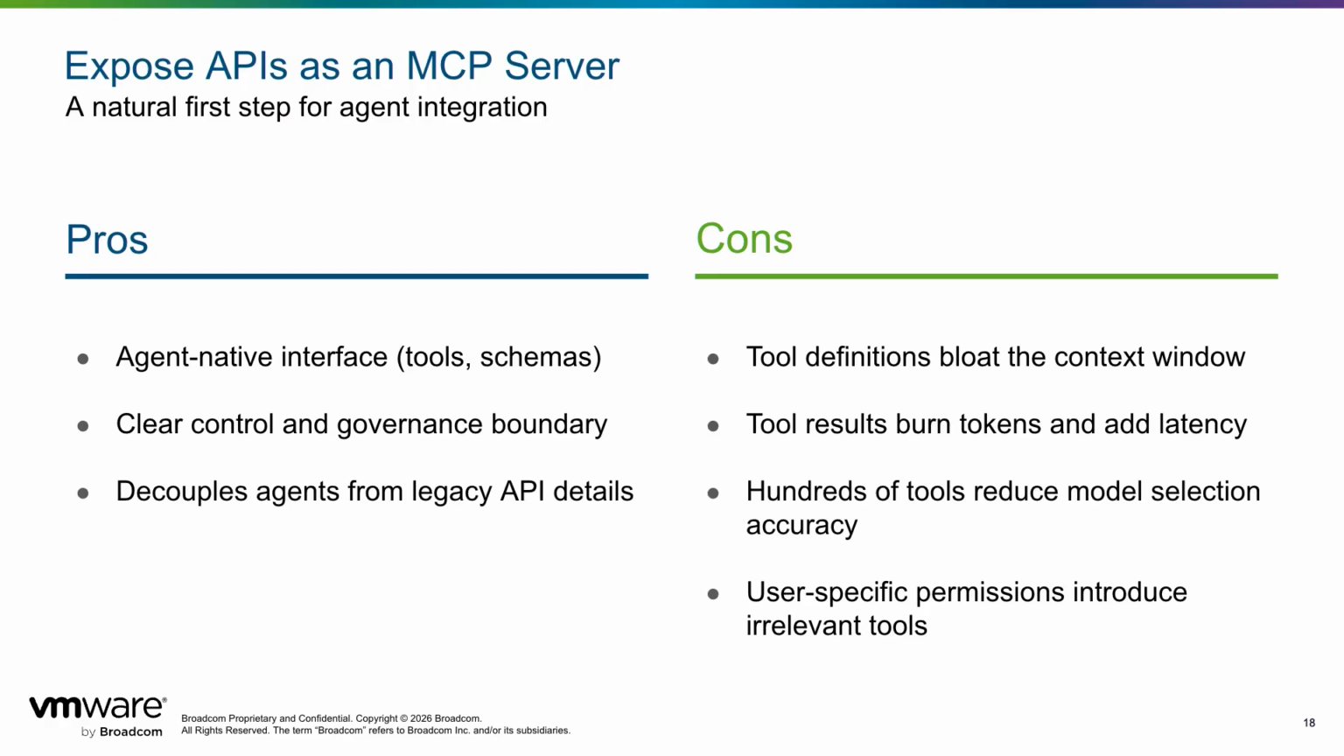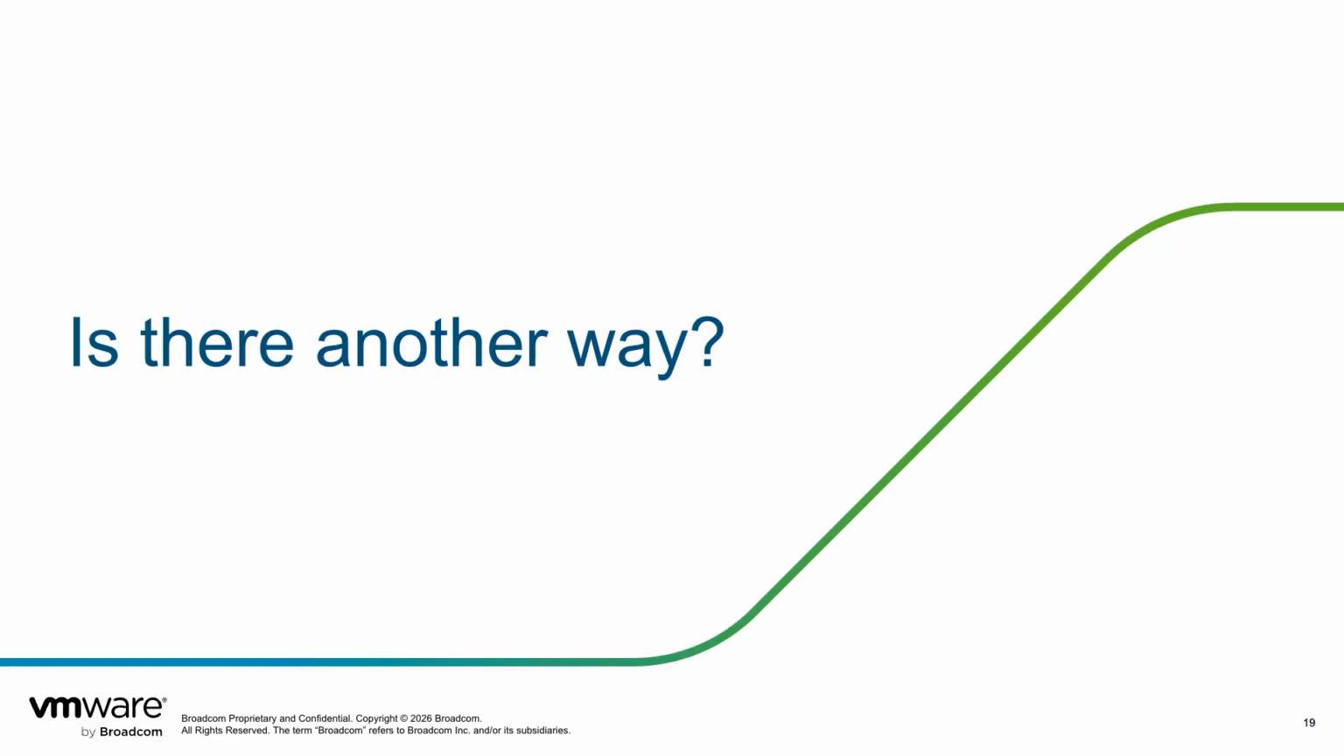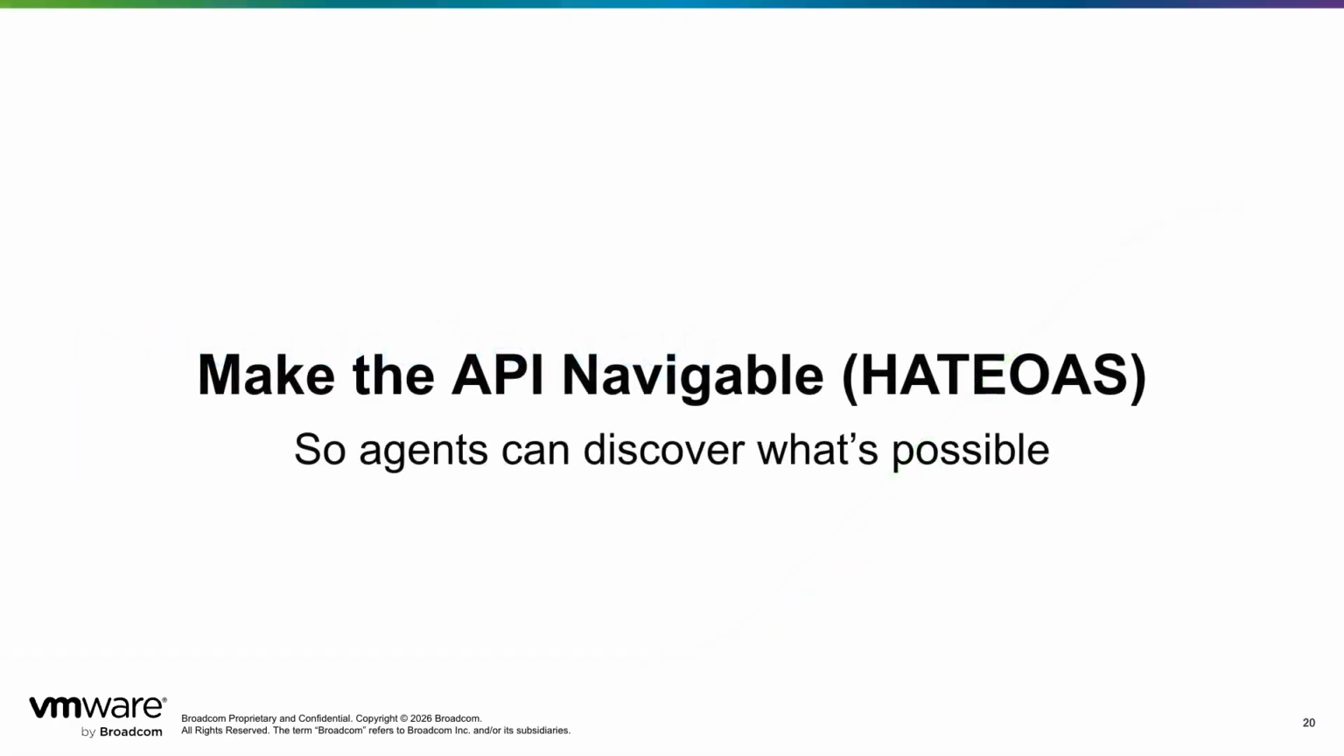So you gotta figure out a way to guardrail these things, and it is not by prompt begging. Prompt begging is the dumbest thing you could do. You should do it, but don't count on it, right? It's good to do, but don't count on it. Okay. So is there another way? Obviously there is, otherwise I wouldn't be here talking to you about it. What is that way? It's a very old way. You make your APIs navigable using a technique called HATEOAS, so agents can discover what's possible.